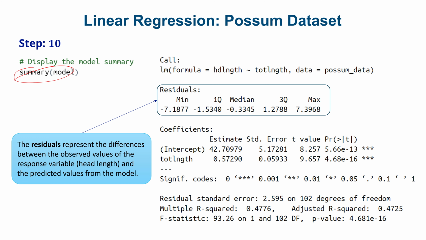Residuals are the differences between observed values and the predicted values by the model. A good model will have residuals centered around zero with a symmetric distribution.